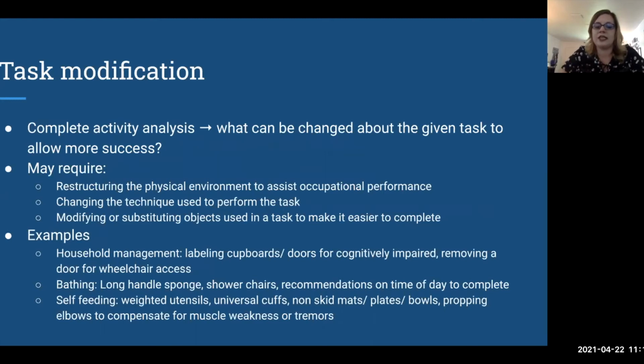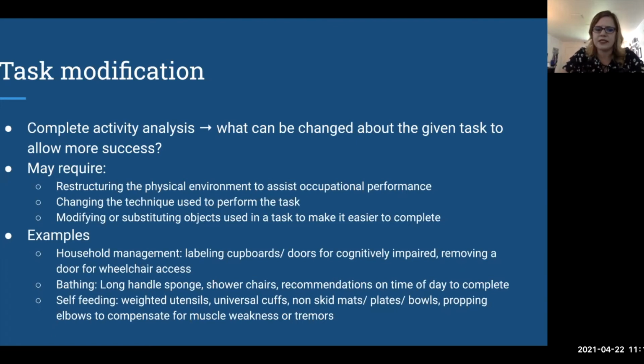The next topic of discussion is the OT's role in task modification. As mentioned earlier, we will complete an activity analysis, and after the activity analysis is complete and the deficits are determined, we want to see what can be changed about the given task to allow the patient more success. This might require restructuring the physical environment to assist occupational performance. It could require changing the technique used to perform the task, or it could require modifying and substituting objects used in the task to make it easier to complete.